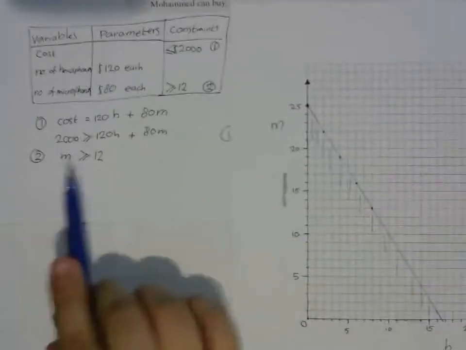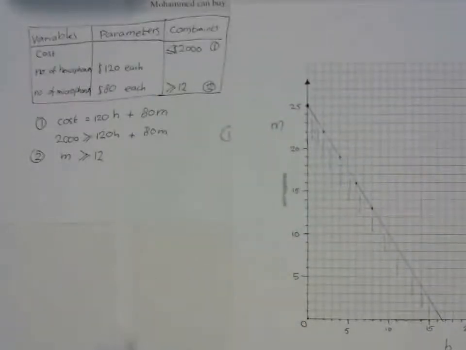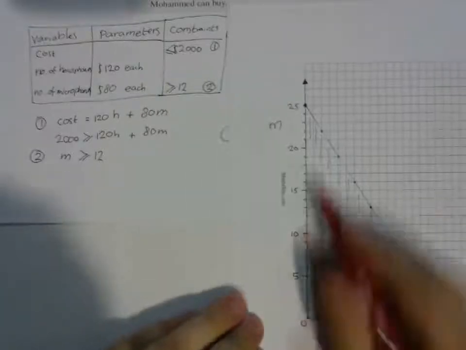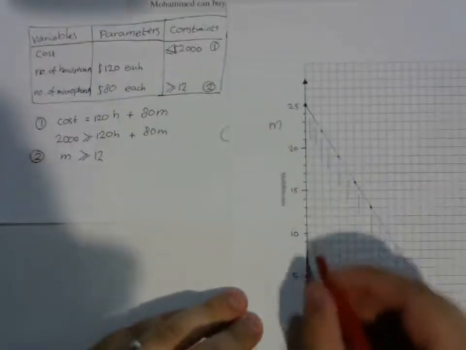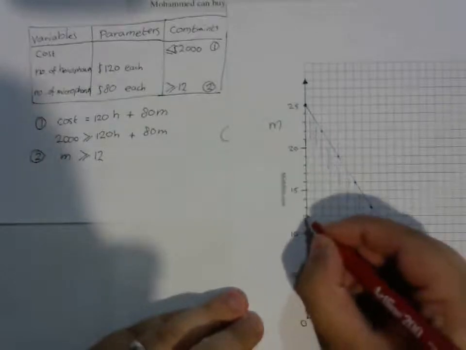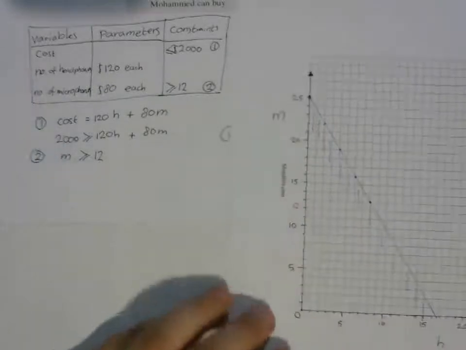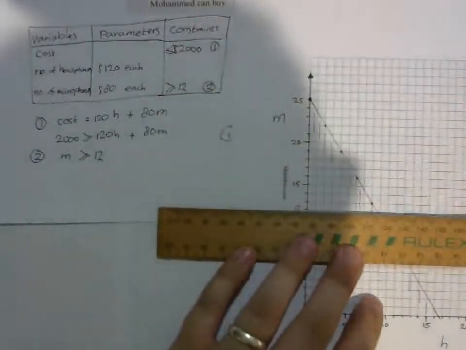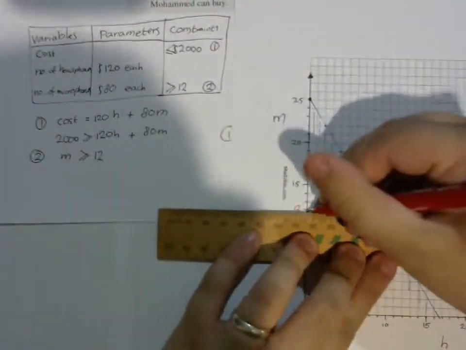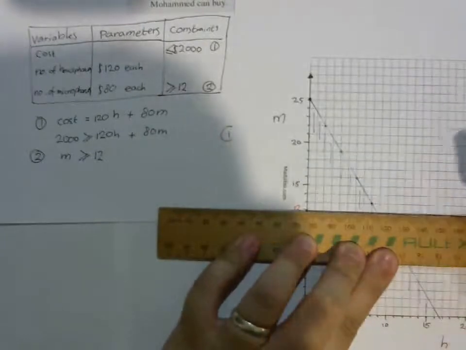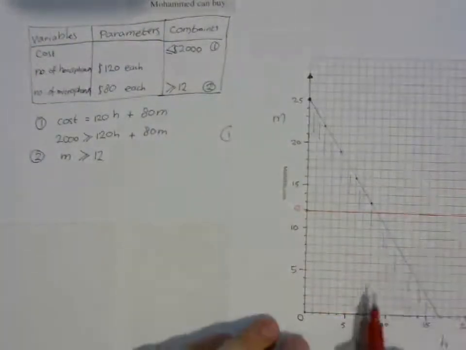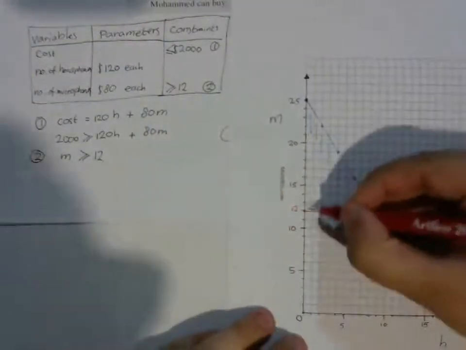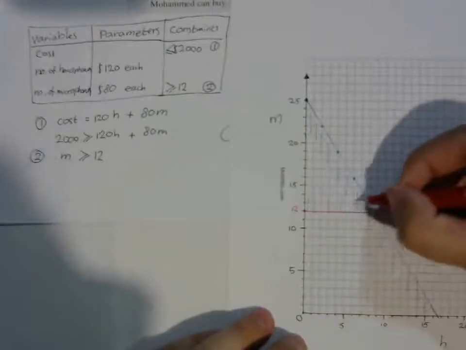The second inequality we have is m has to be greater than or equal to 12. So we find m is equal to 12 on our graph, 10, 11, 12, that's over here. And this is just going to be a dead straight line, straight across. And m needs to be greater than this line, so we're going to shade above the line.